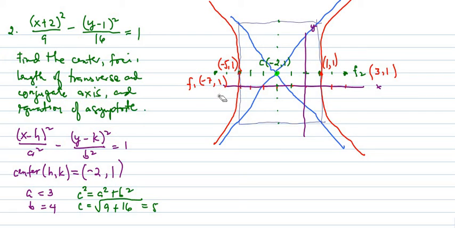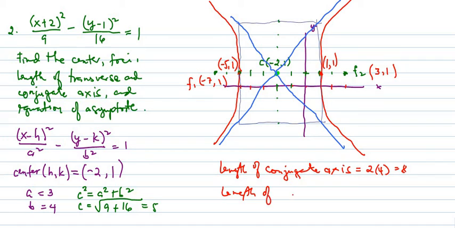So we have the foci, length of conjugate and transverse axis. So the length of conjugate axis is equivalent to 2 times our conjugate, b. 2 times 4, that is 8. How about the length of our transverse axis? That is 2 times 3, which is equivalent to 6.